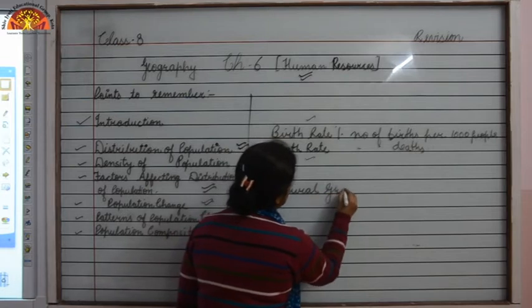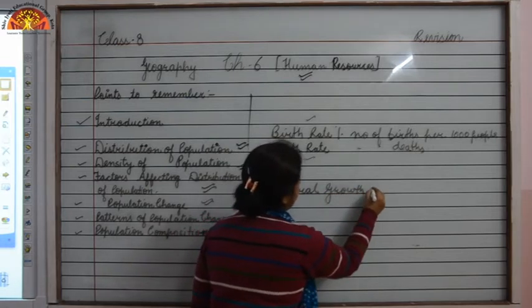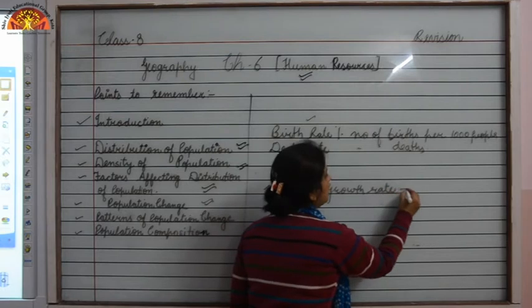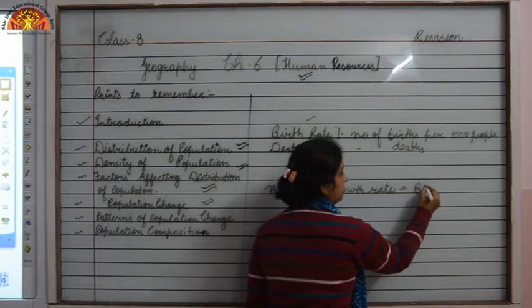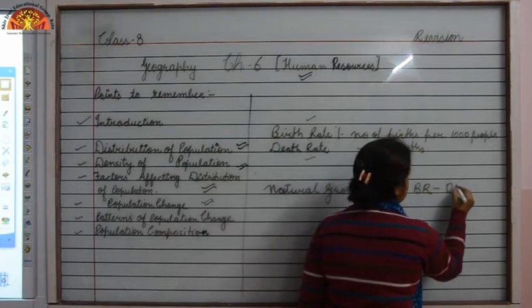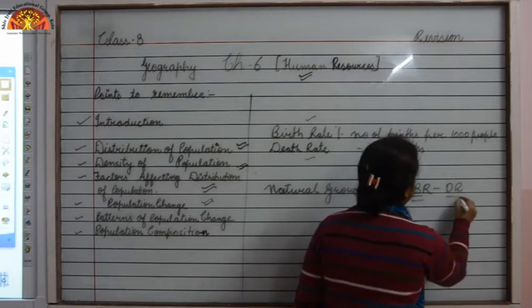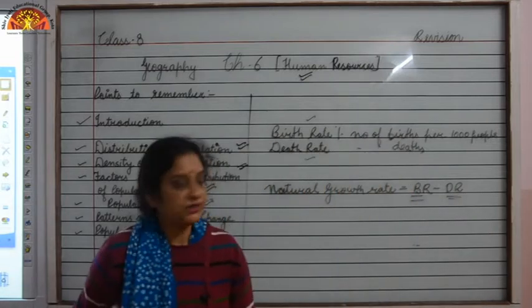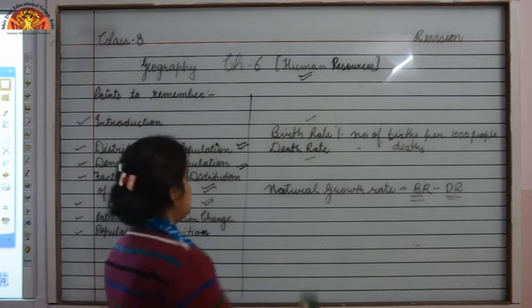Natural growth rate is the difference between birth rate and death rate. Okay students, I am writing in short form BR and DR, that is population change.